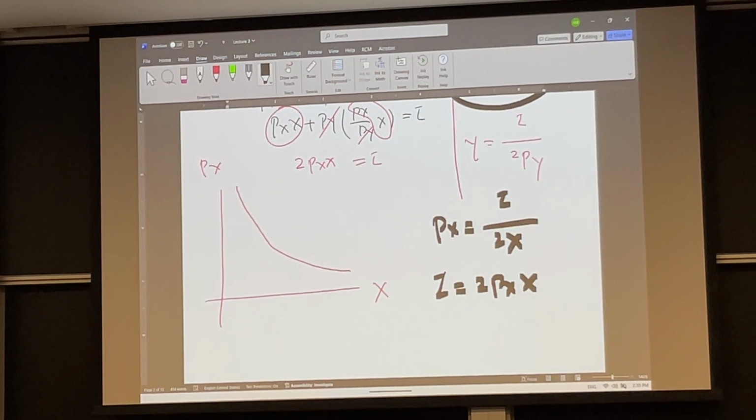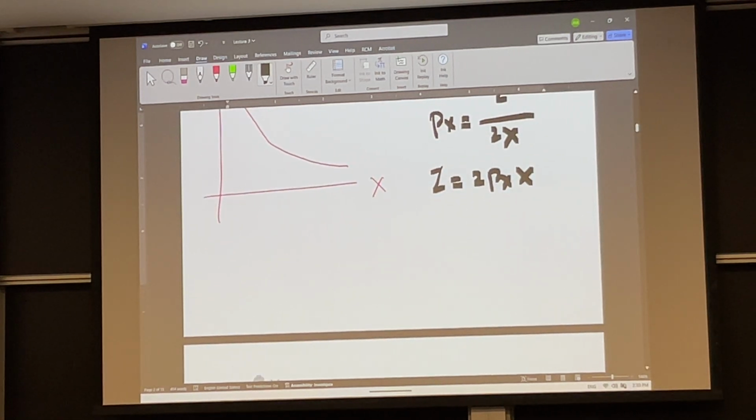To graph the Engel curve for Cobb-Douglas, how does it look like? Graph that one, how does it look like? How does the Engel curve look like for that individual?